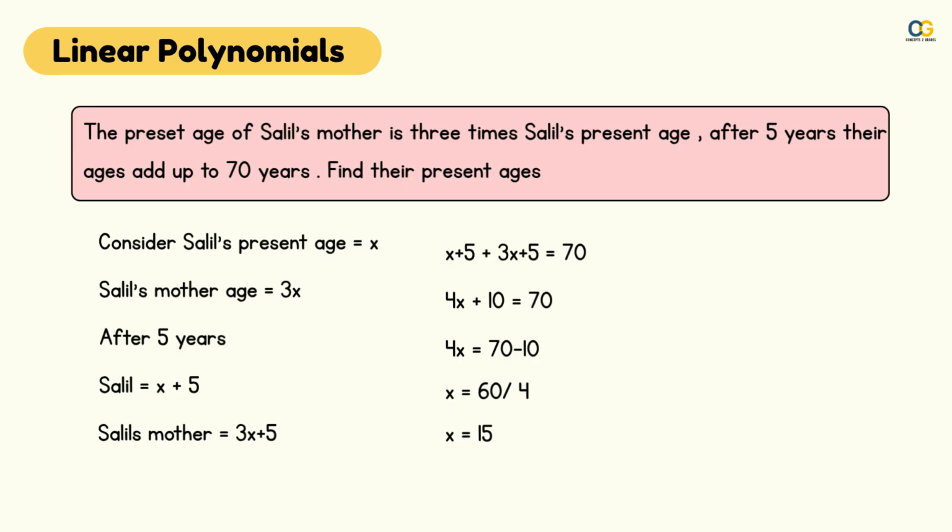So Salil's present age is 15. So the mother's age will be 3 times x, which is 15 into 3, which is equal to 45. This is how we can solve linear equations.